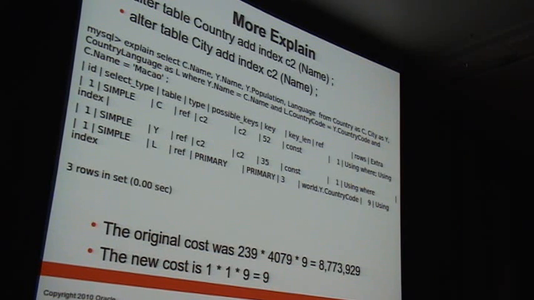In the second column from the left, where you see a 1 and a 1 and then a 1, that is the number of rows that have to be examined. Whereas the original cost was that it would have to examine 239 rows in one table times 4,079 times 9, so before you were asking the server to do close to 9 million rows of I/O, the second time the cost becomes 1 times 1 times 9, so it becomes 9 rows of I/O.